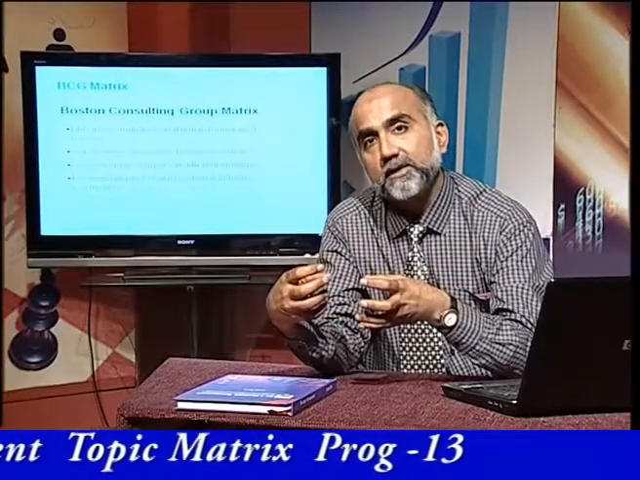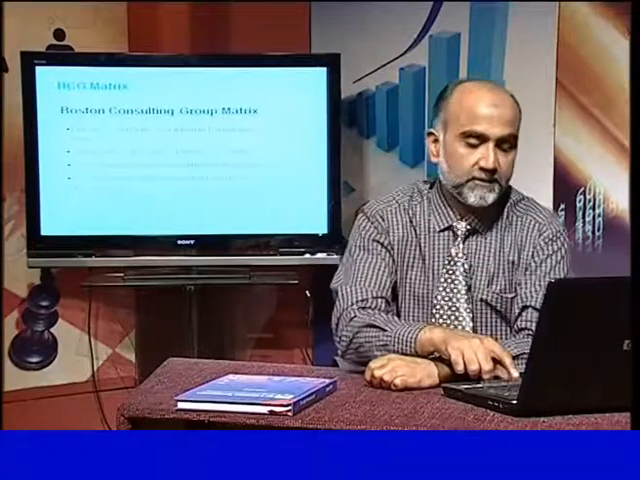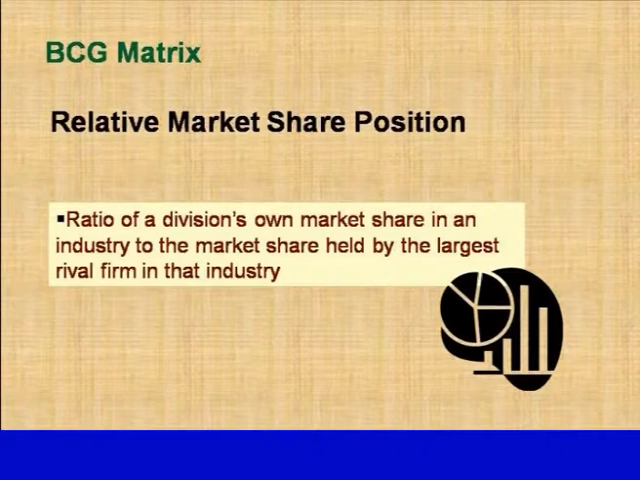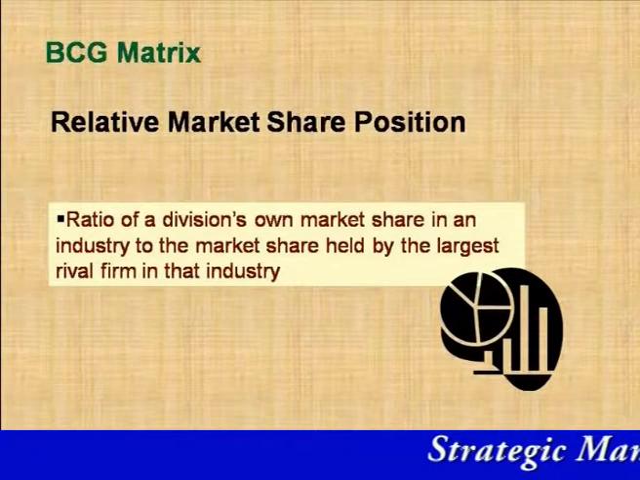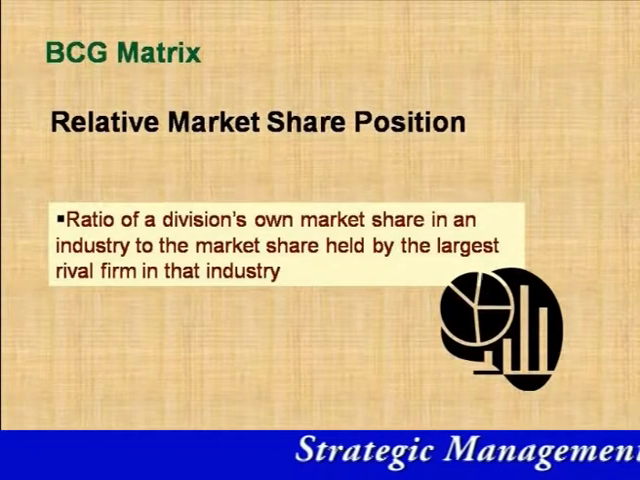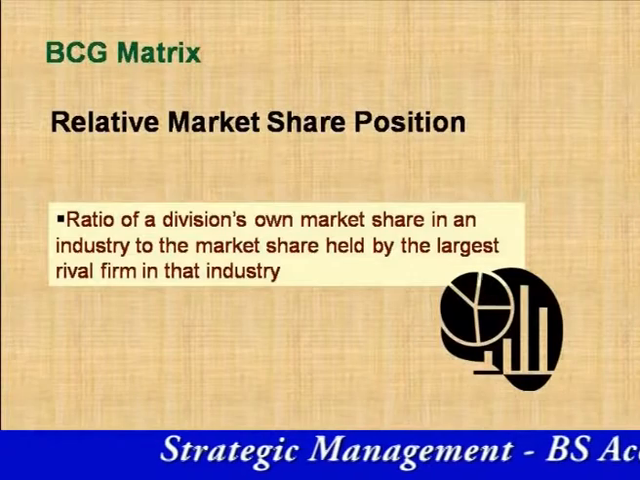They allow people to move from a smaller business to industry, because industry is a revenue generation for the government sector. That's where these things help. And again, this BCG matrix is the one which helps you get along to these things. It has relative market share position as well, the ratio of a division's own market share in an industry to the market share held by the largest rival firm in that industry.